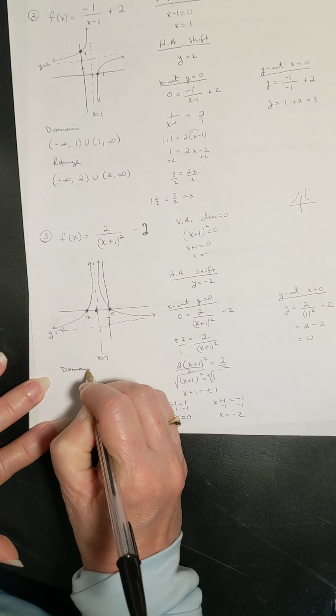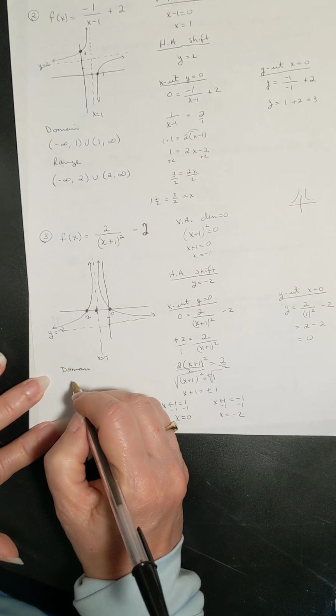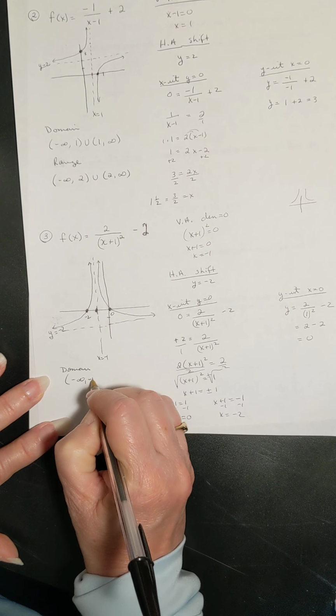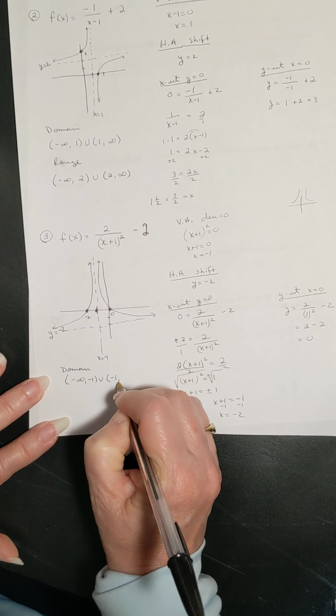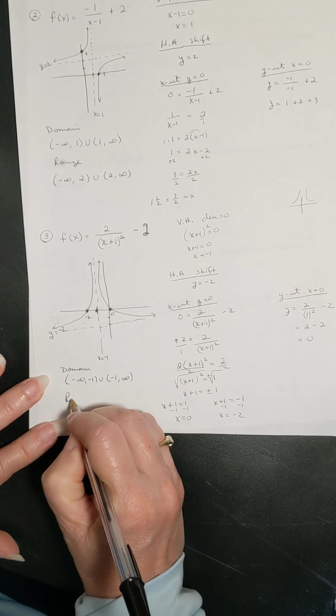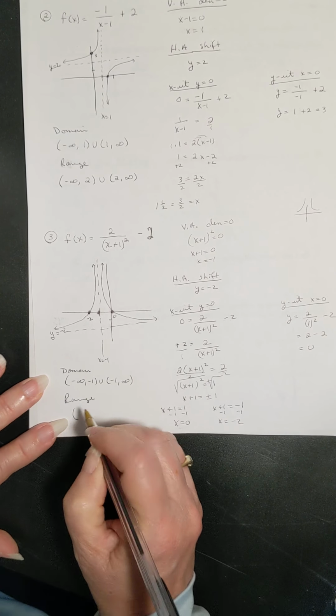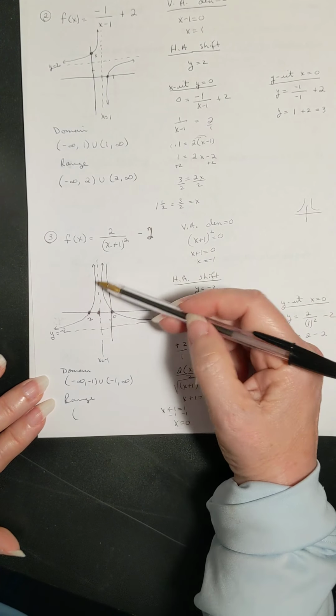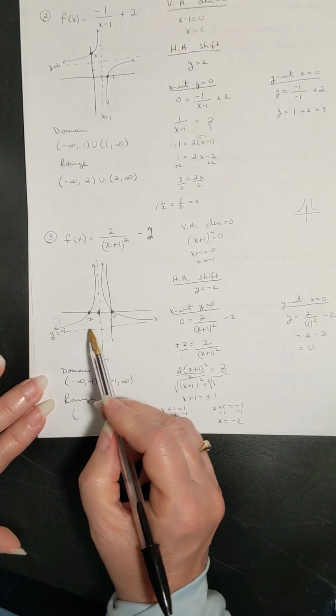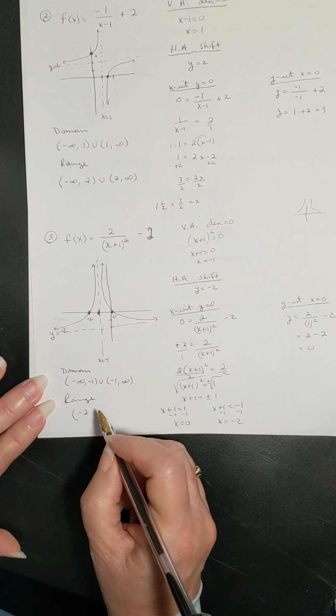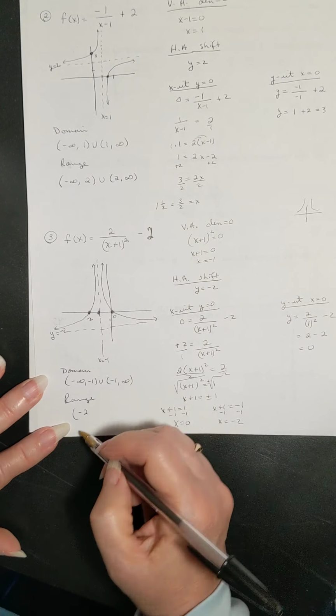Domain will be everything except for negative 1. So negative infinity to negative 1, union negative 1 to infinity. And the range will be, and notice on this one it's a volcano, so it only goes up. So it starts at negative 2, or right above negative 2. It doesn't actually have a point at negative 2, and both of them go towards infinity. So in the volcano you only have one piece, but on the boomerang for the range you have two pieces.